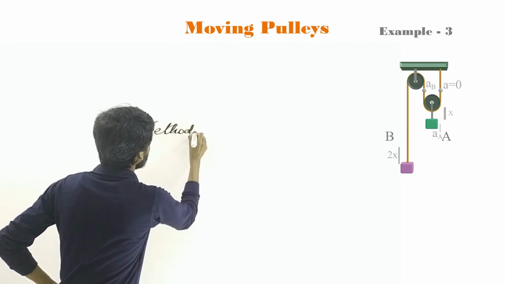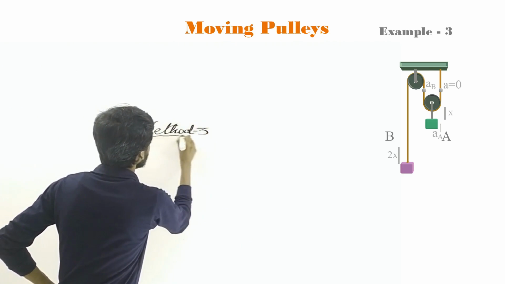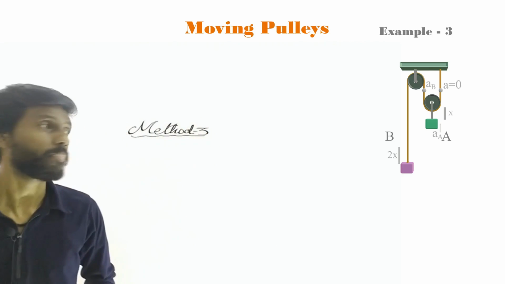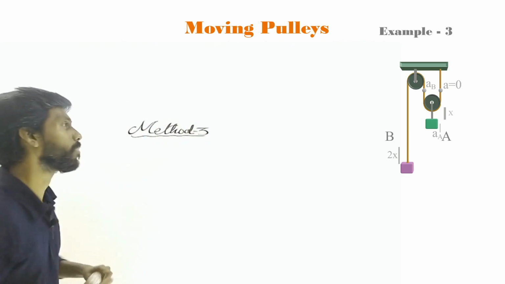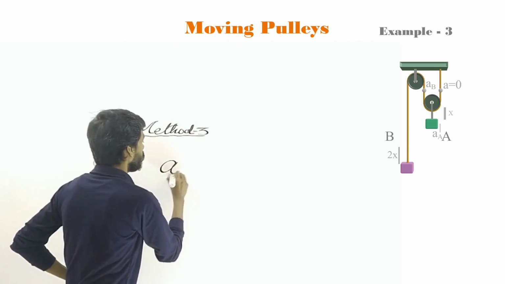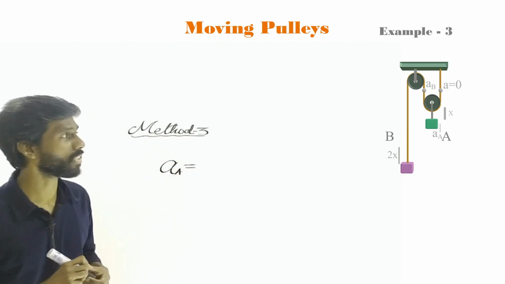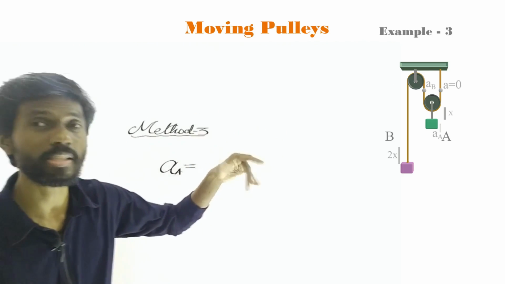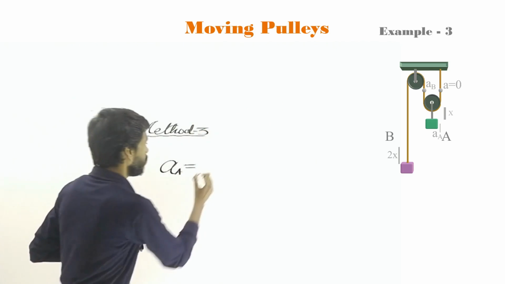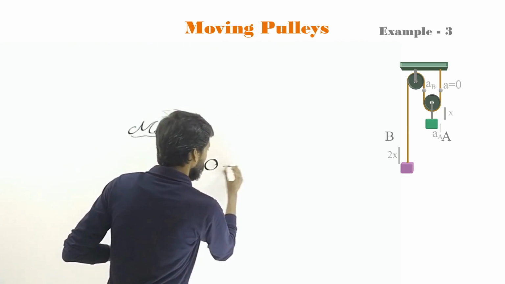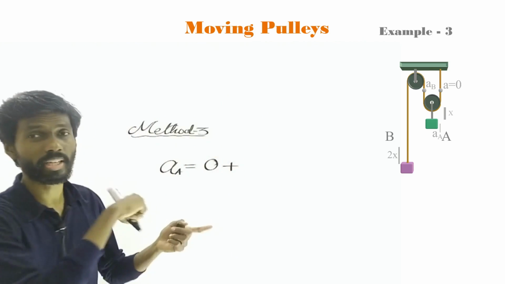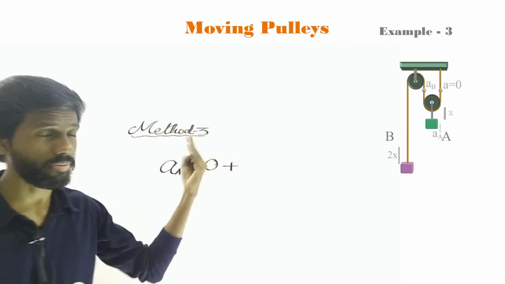So method 3, okay. What is the acceleration of the pulley or the block A? The acceleration of the block A or the pulley equals the average of the acceleration of that part of the string. So that is 0, 0 is the acceleration of that part, plus the acceleration of this part of the string, the part of the string on the left of the pulley.